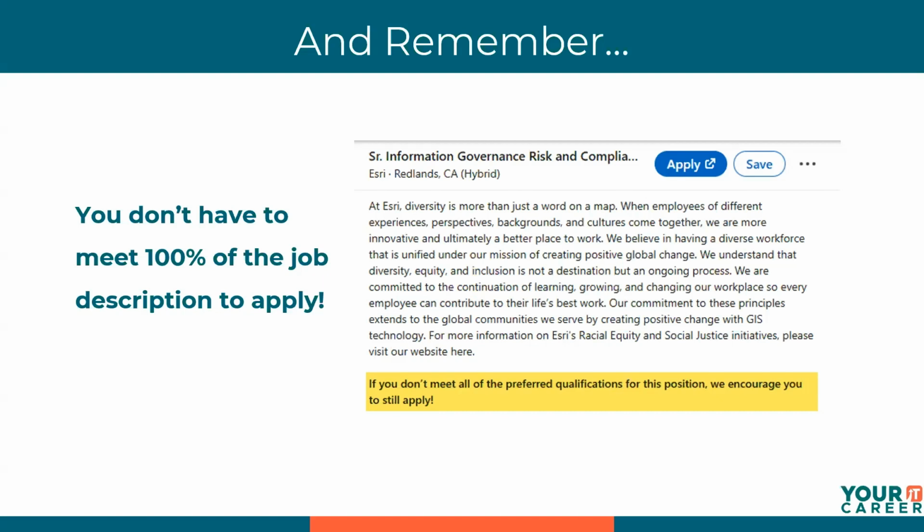And I actually saw that wording in a job description on LinkedIn just today. Do you guys see what it says down there? It says, if you don't meet all of the preferred qualifications for this position, we encourage you to still apply. Because sometimes the job description is more like, what's the word? It's like a best case scenario. Like, we would love to have all of this, but they don't need all of it, right? So they're not looking for the unicorn out there that can do everything.